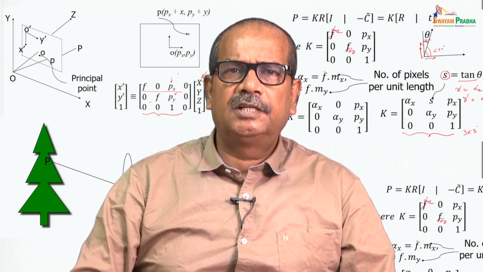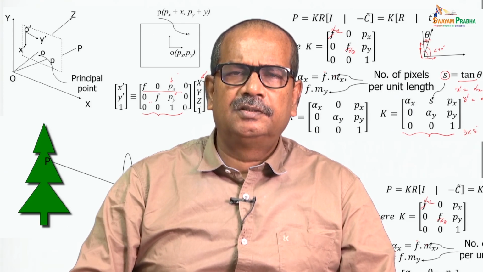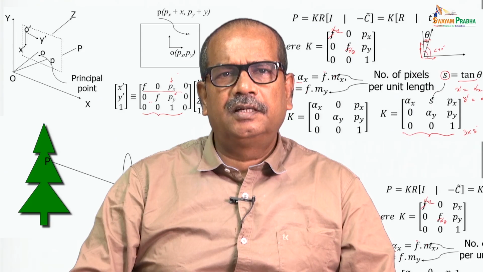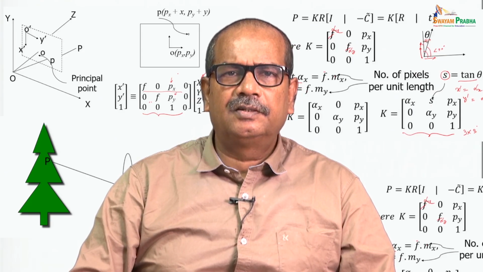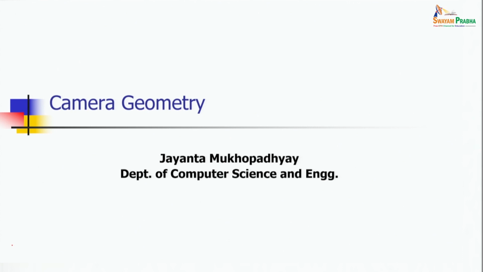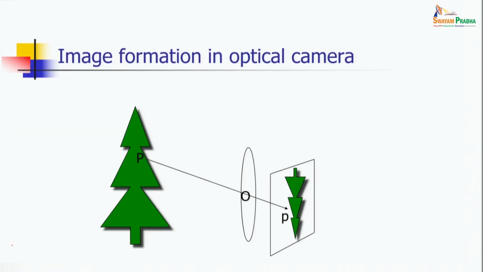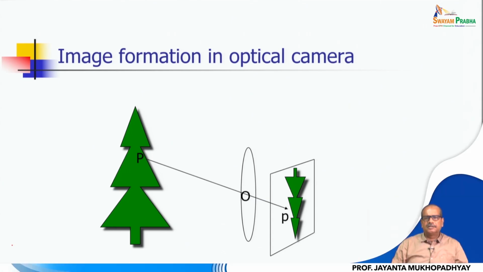Welcome to the Advanced Digital Image Processing and Computer Vision. Today, we will start a new topic for our discussion, that is on camera geometry. In the last lecture, we discussed two-dimensional projective geometry and also the properties of projective transformation or homography. Now, let us consider the image formation in an optical camera and relate this process of image formation with that projective geometry.